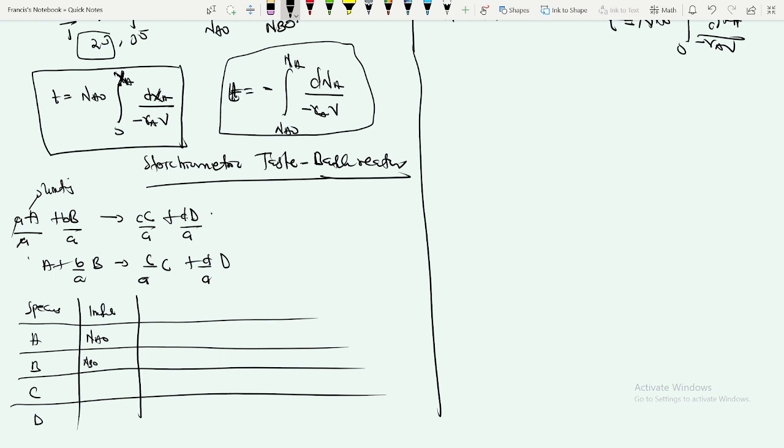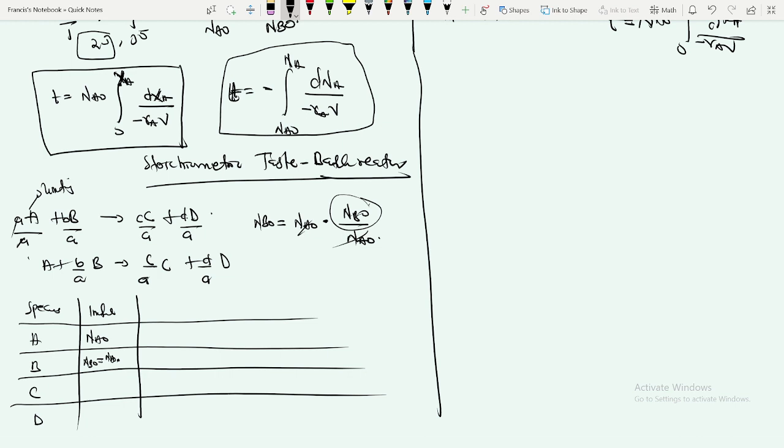Nb naught. But because we are writing it in terms of A, which is the limiting reactant, we can say our Nb naught will be the same as Na naught times Nb naught over Na naught. So this cancels this and we are left with our Nb naught. That's what we are actually doing here. And because we are dividing through by A, that's why we want to bring this one inside.